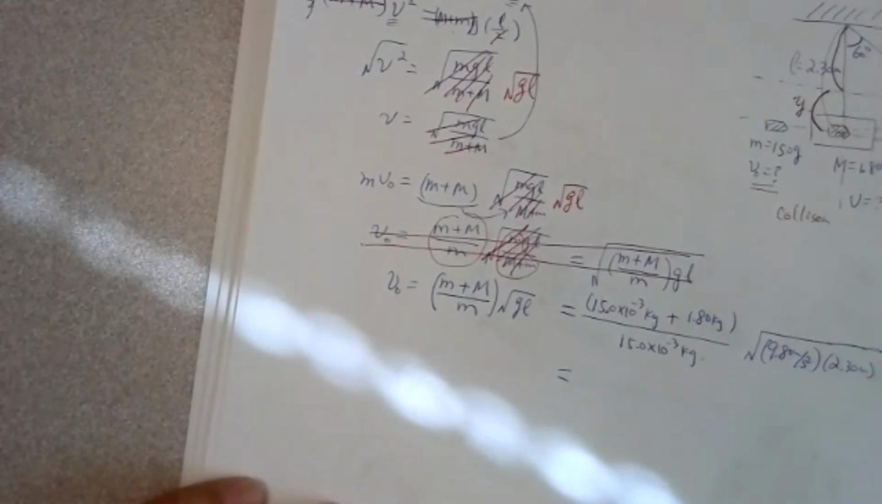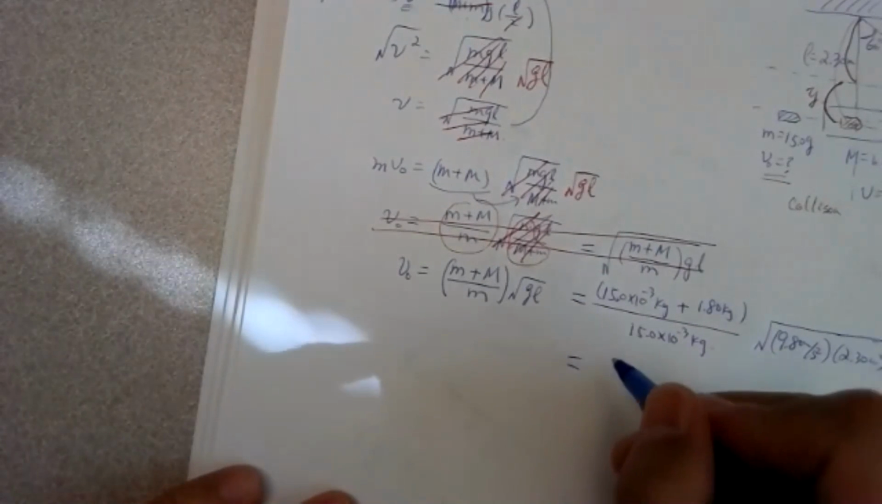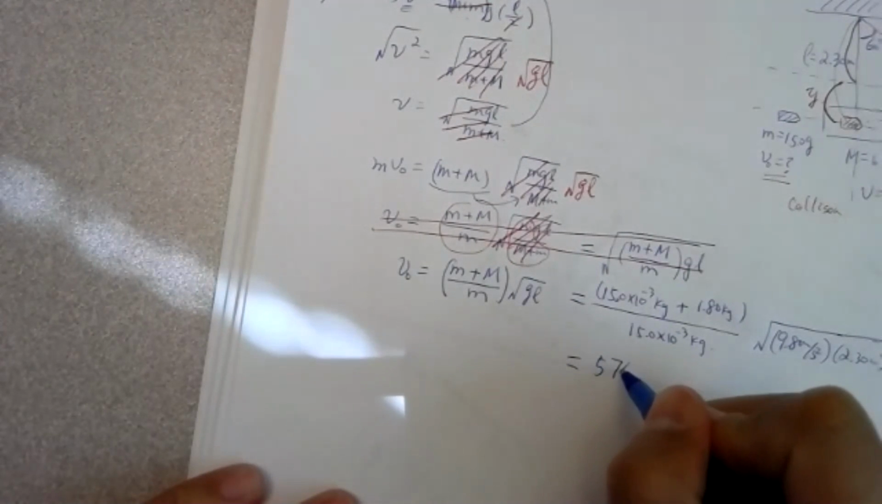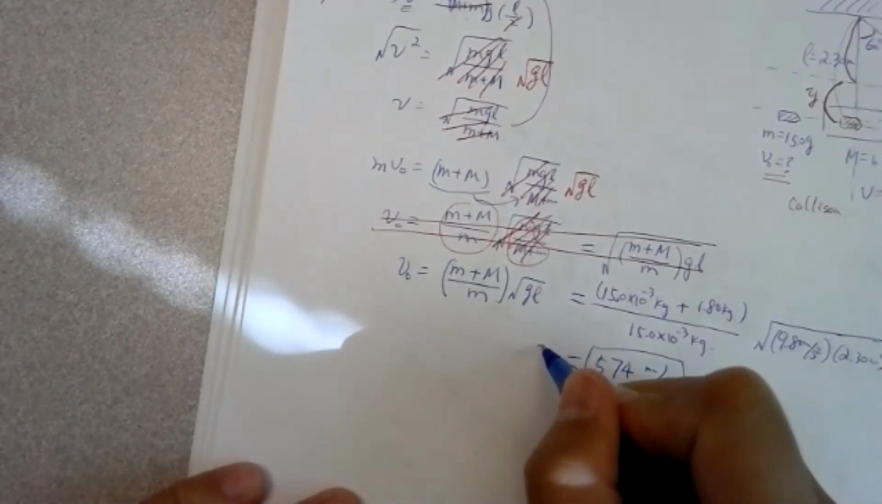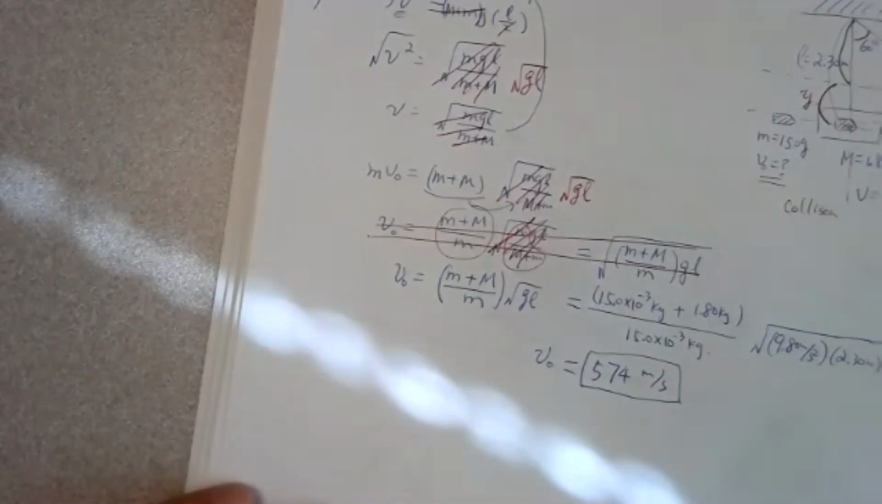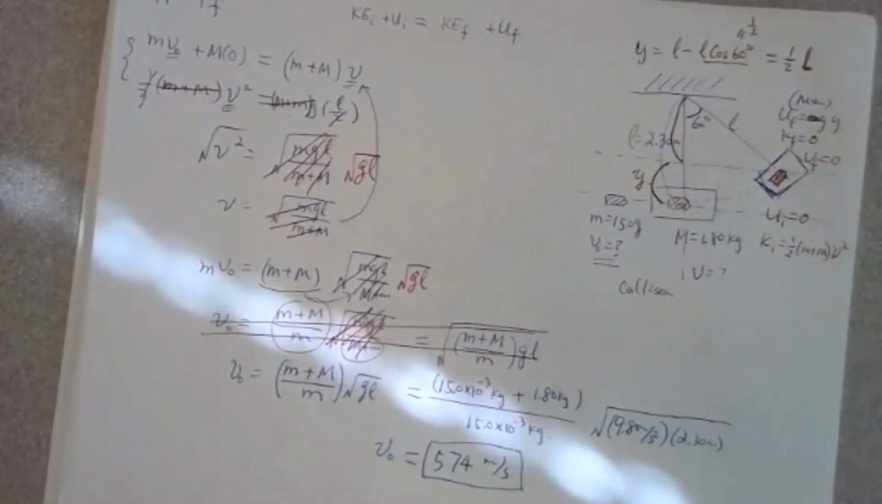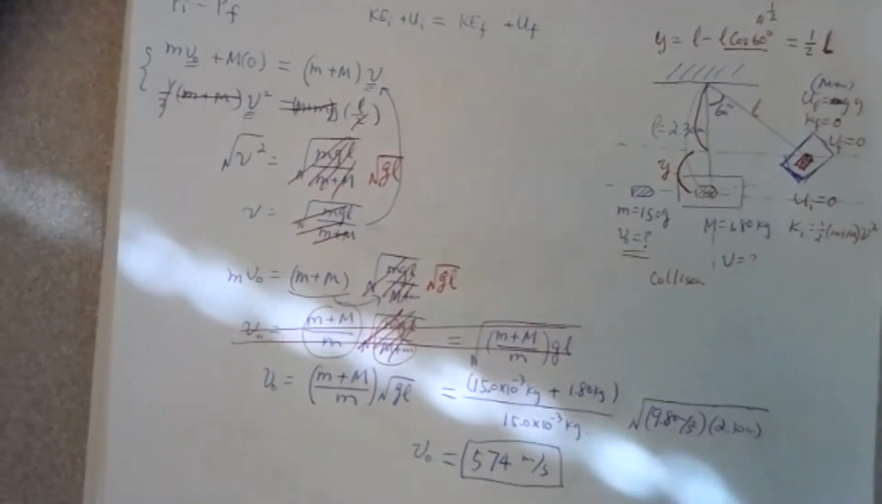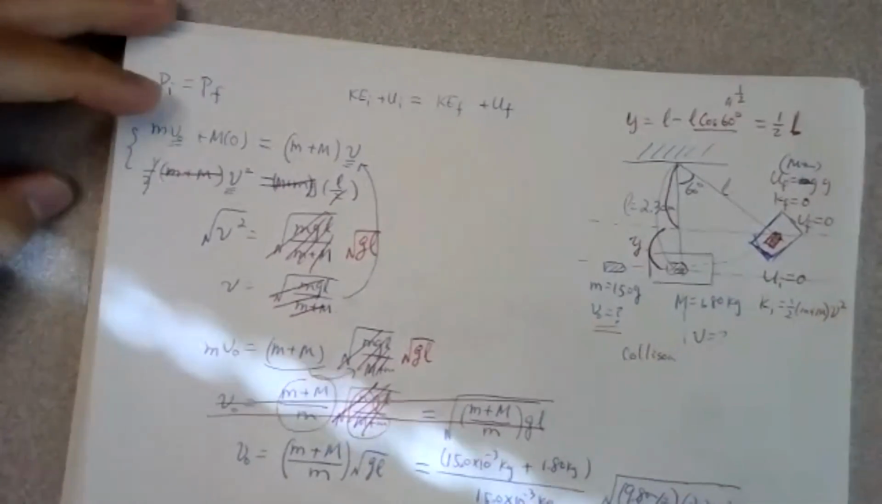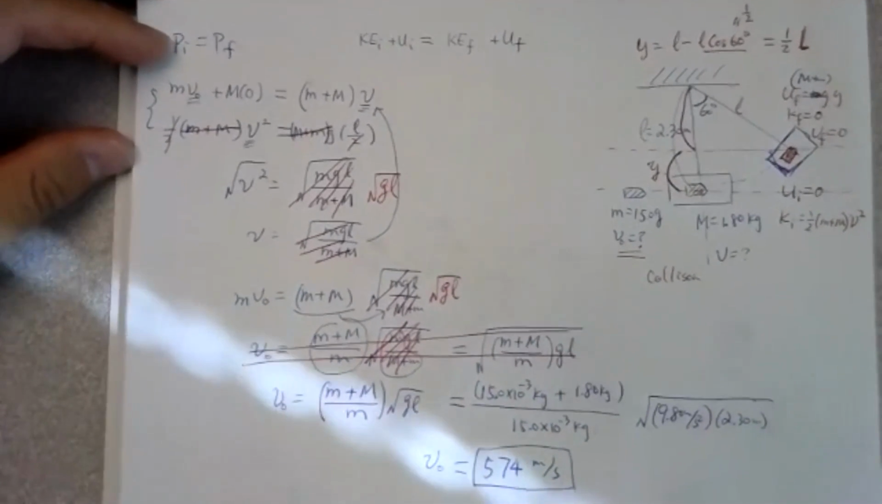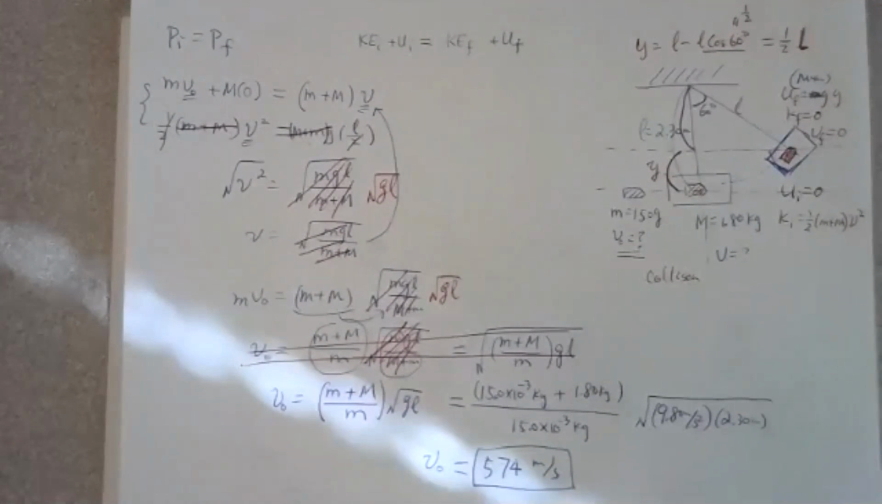So all this together will give you 574 meters per second as the initial velocity of the bullet, okay? All right. Any questions you guys might have?